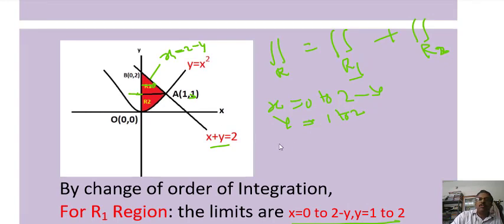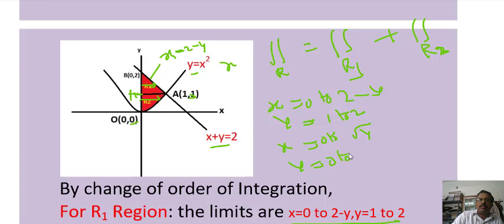Now for the lower region R2, what about the x limits? Along the x-axis, x equals 0 to, now this is the parabolic curve, from this one x equals root y. Now the y limits. In this R2 region, here the y coordinate is 0, here the y coordinate is 1. So the y limits are 0 to 1.